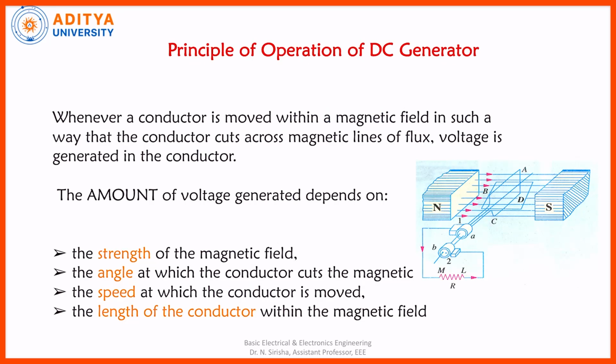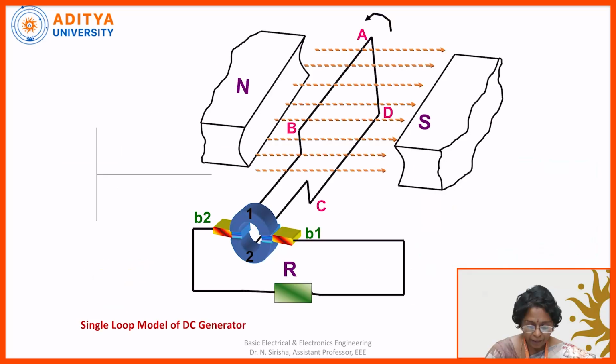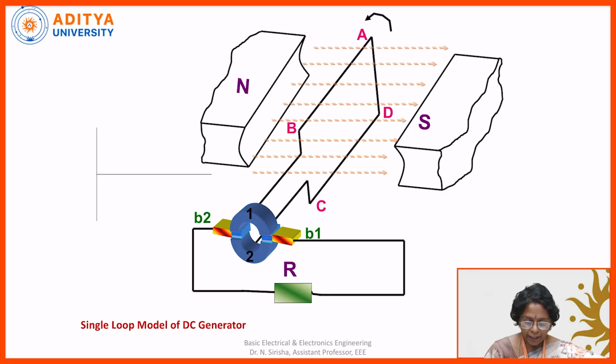What is the basic principle of this DC generator? What is the magnitude of EMF that is generated? It depends on the strength of the magnetic field, and also the angle at which the conductor cuts the magnetic field, the speed at which the coil is rotating, and also the length of the conductor within the magnetic field.